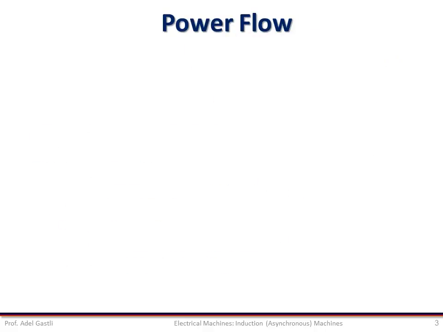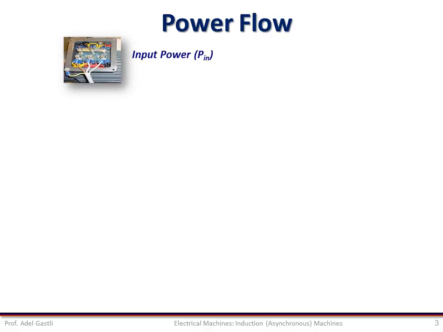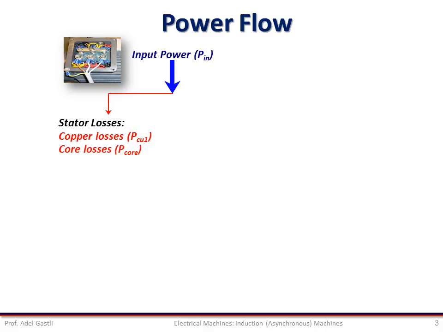The power flow inside the induction motor can be described as follows. The input is an electric power and designated by Pin. The first losses are the stator copper losses designated by PCU1 and the core losses P core. Then the remaining power is the air gap power designated by PAG, which passes through the stator to the rotor through magnetic coupling.